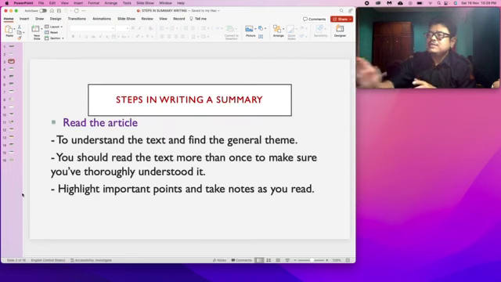Okay, so let's go through the steps. The first step, of course, is you have to read the article and make sure that you really understand what the article is all about, or understand it as much as possible. Read it multiple times, and then you highlight important points and take notes as you read.